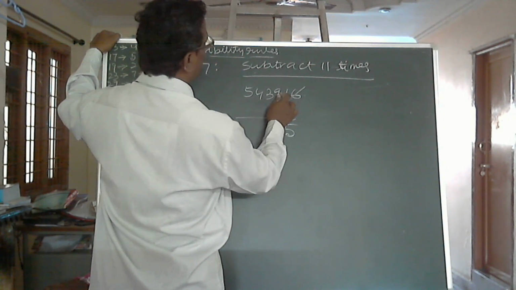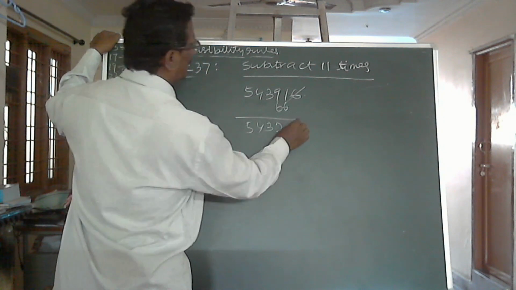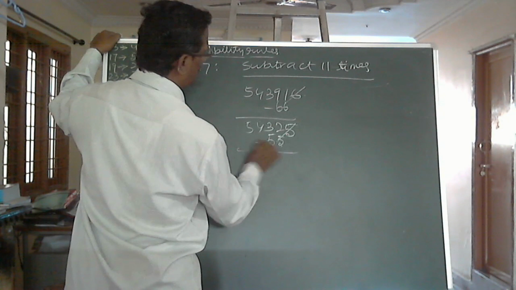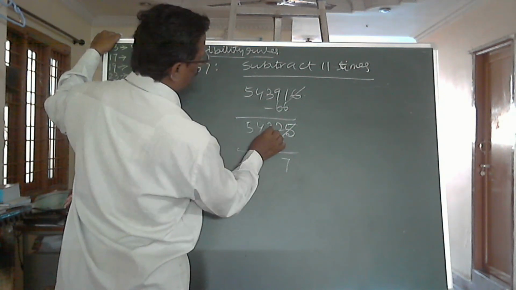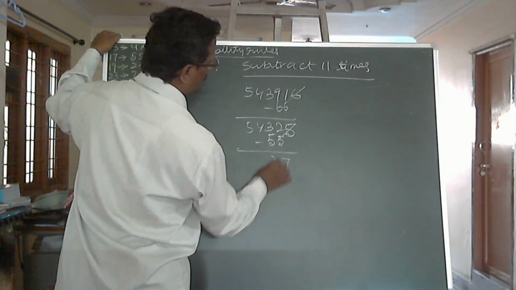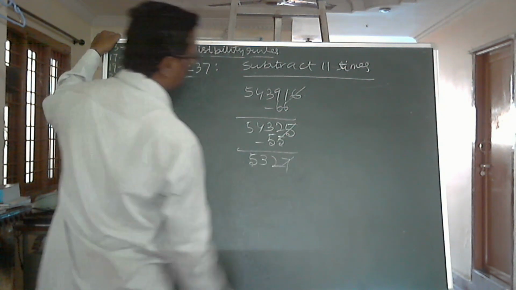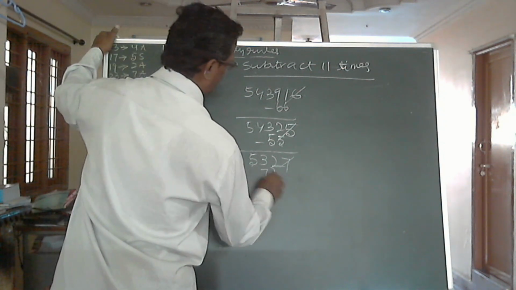This is 8. 8 minus 6 is equal to 2. 3, 4, 5. Again 11 times 5 is 55. On subtracting, 12 minus 5 is equal to 7. 2. Again 12 minus 5 is equal to 7. This is 3, 5. Cut this. 11 times 7. This is 77.